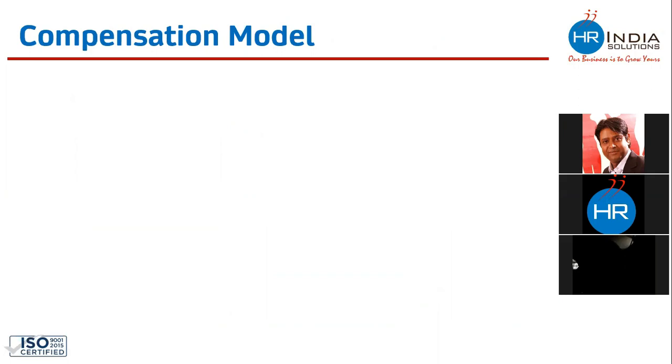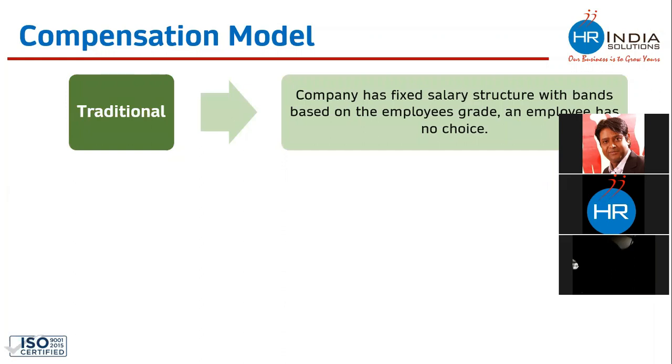Now let's understand some of the compensation models which are nowadays being used in the industries. The very first is the traditional compensation model. In this model, the companies have a fixed salary structure with bands based on the employee's grade, and the employee has no choice. The company decides all the pay of the employee, the basic salary and all the allowances as well. There is no choice left to the employee to pick allowances on the basis of their expenditures. In the next few slides, we are going to check out some examples of these models.